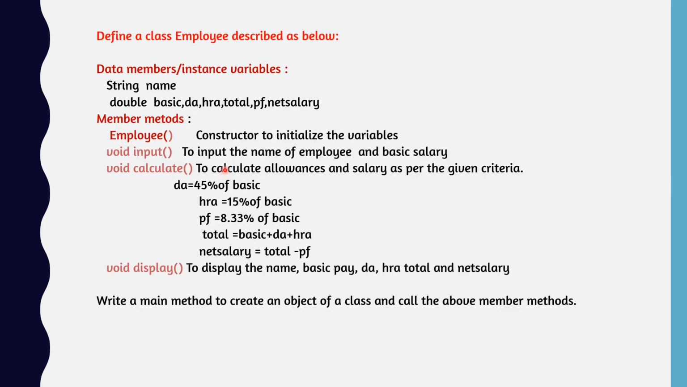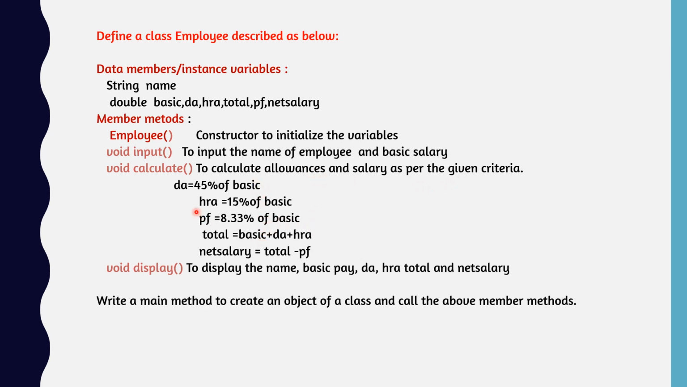This was also in the board exam. Define a class employee as follows. Class name is employee. Data members are string name, double basic, DA, HRA, total, PF and net salary. So we have to declare these variables in the program. And now constructor. First one is a constructor to initialize the variables. Void input to input the details. Void calculate to calculate the allowances as given below.